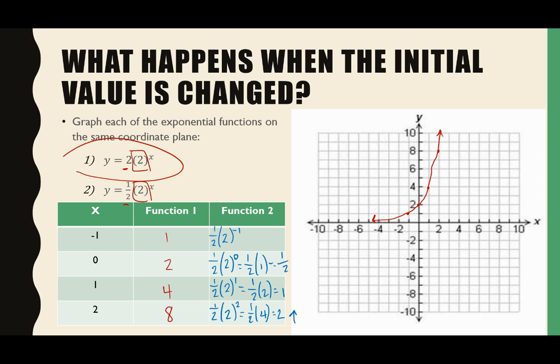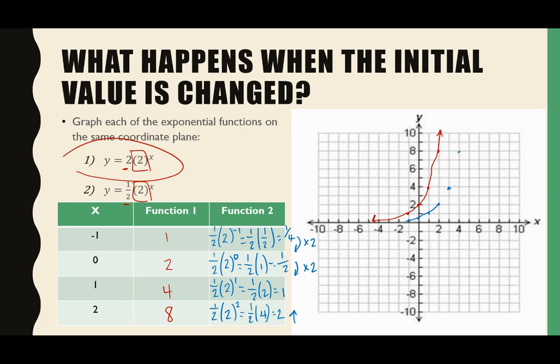So what's happening is I'm going to end up with 1/2 times 1/2, or 1/4. So I'm still doubling every time. It's just that I've started in fractions. Okay, so -1, 1/4, 0, 1/2, 1, 1, 2, 2, and then 3 would probably be 4, and 4 would probably be 8.